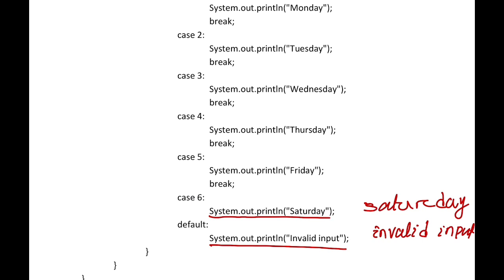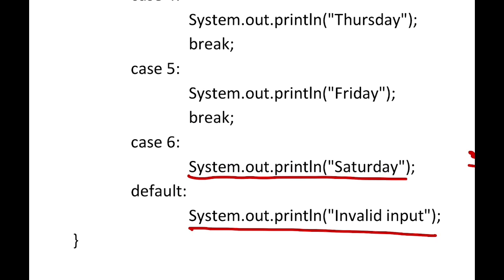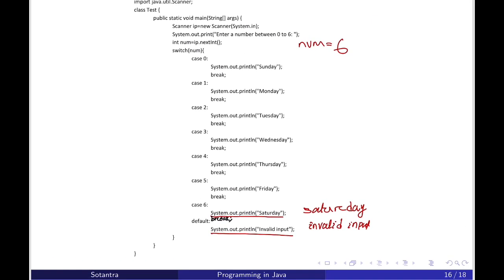So if we want to print, for input 6, only Saturday, then we need to write a break here, before default. Okay, so I hope it is clear to everyone. The case values are checked sequentially with the num until it finds a match, and if no match is found, the default one is going to be executed.